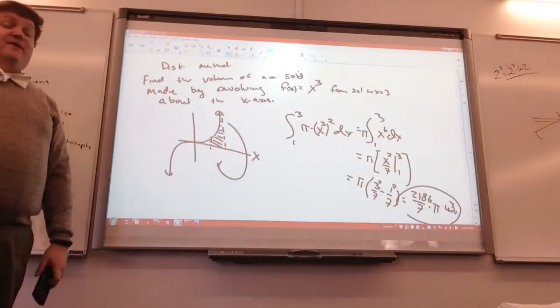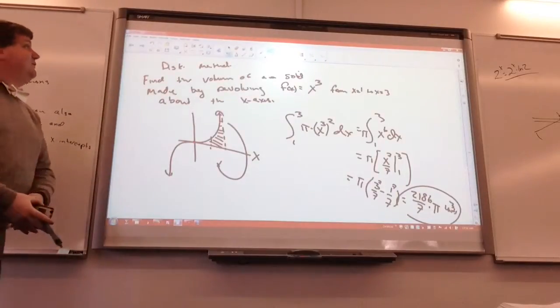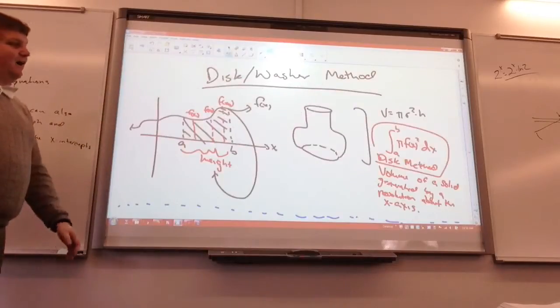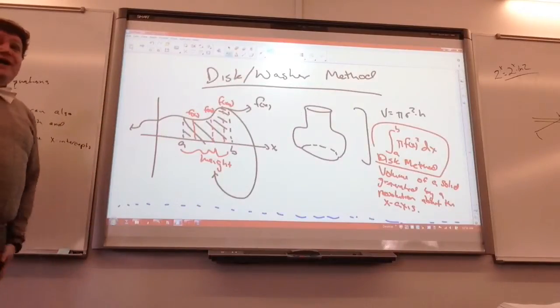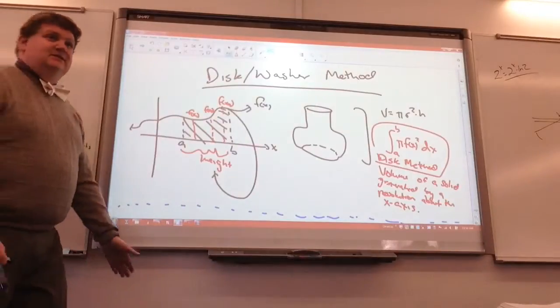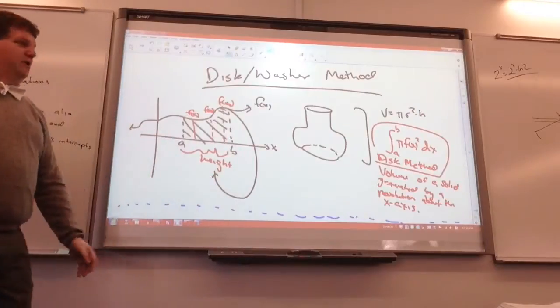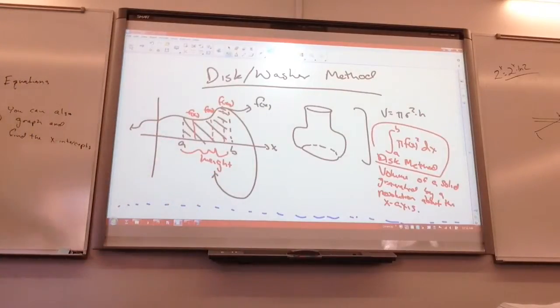Any questions on how to find the volume using this method? It's pretty straightforward, right? But you need to know the formula for the disk method. It's not hard. It's literally pi r squared. You're replacing r with your function, because the function serves as the radius, and we're integrating. So the disk method is the integral of pi r squared. You've got the disk method right there.